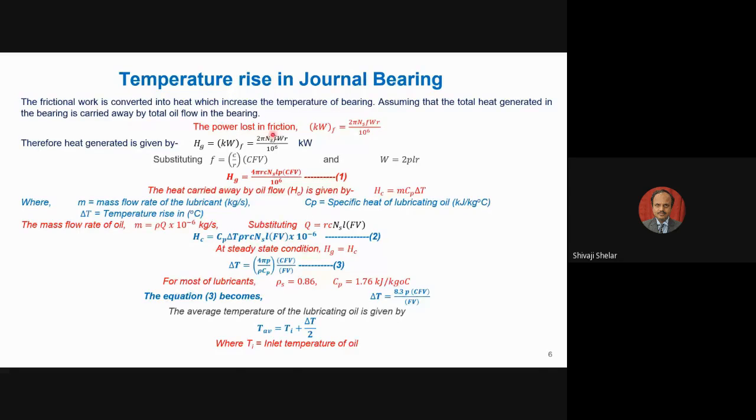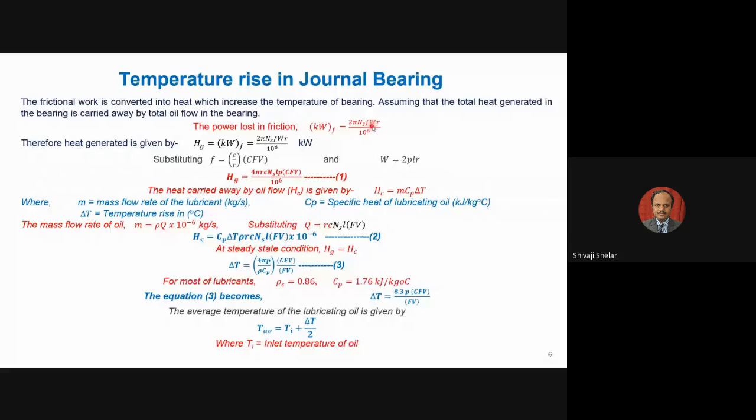So how much is the total power loss in friction? Kilowatt is equal to 2 pi N S A W R upon 10 raised to 6, in terms of kilowatt. So this much amount of heat is lost. In this equation, if I put the value of F here, what is the value of F? The value of F can be determined by the coefficient of friction variable. F is equal to R by C into f. If I take that R by C on this side, F is equal to C upon R into the coefficient of friction variable. This value we can put.